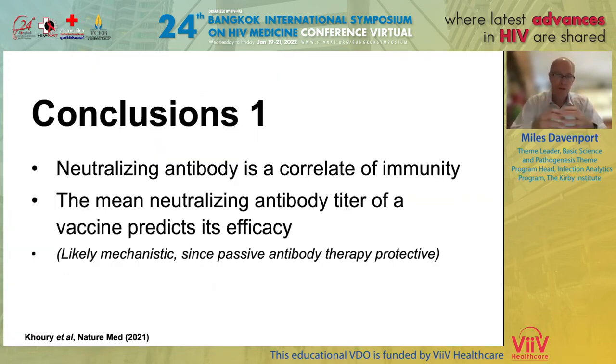So the first conclusion is that neutralizing antibody is a very good correlate of immunity to SARS-CoV-2 infection. And the mean neutralizing antibody titer of a vaccine can be used to predict its efficacy. I'll also mention that we think this is likely a mechanistic effect, that antibodies themselves are truly mediating protection, since passive antibody therapy has also been found to be protective against infection.